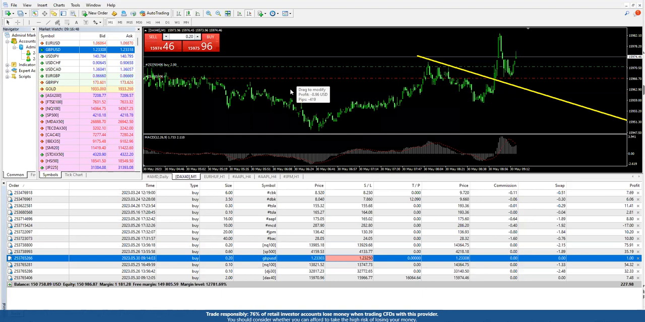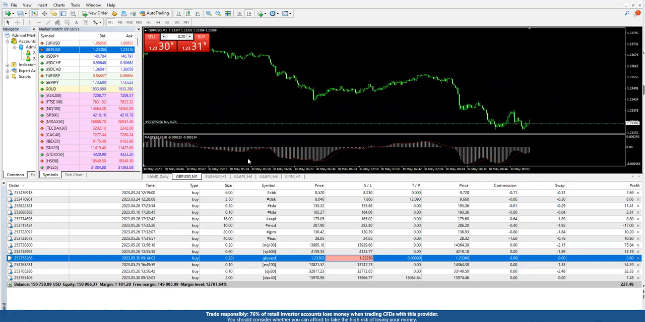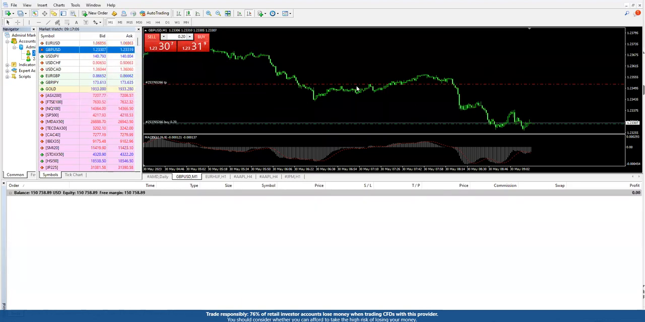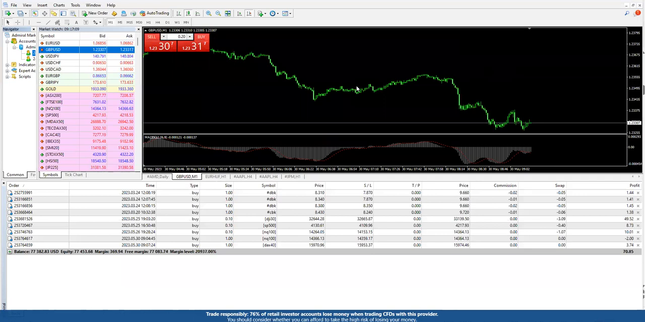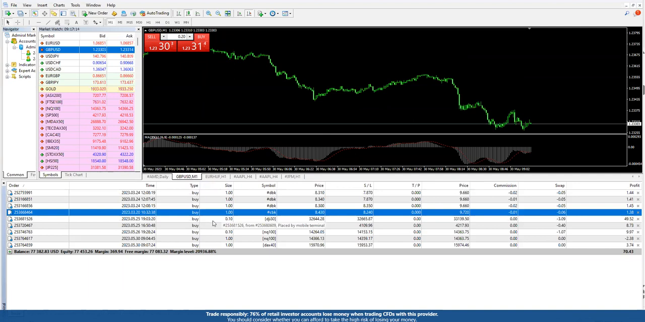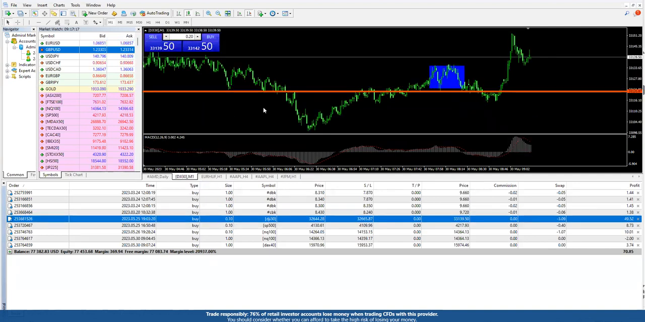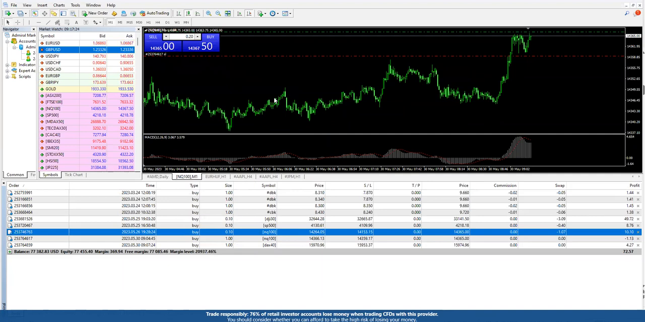Let's go back to GBP USD. Check what happened here, and I will set a take profit level around this zone. This is not trading advice. And we can go back to this account, check what happened here. Dow Jones. And this is Nasdaq position.